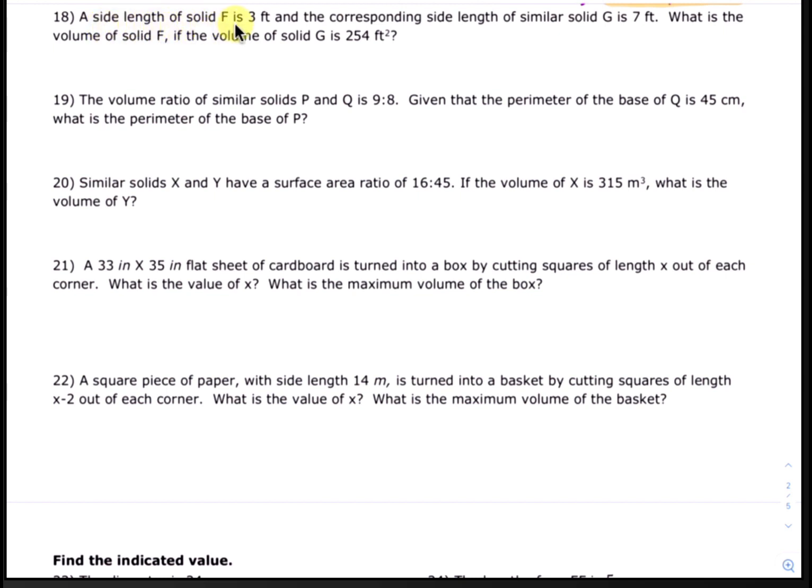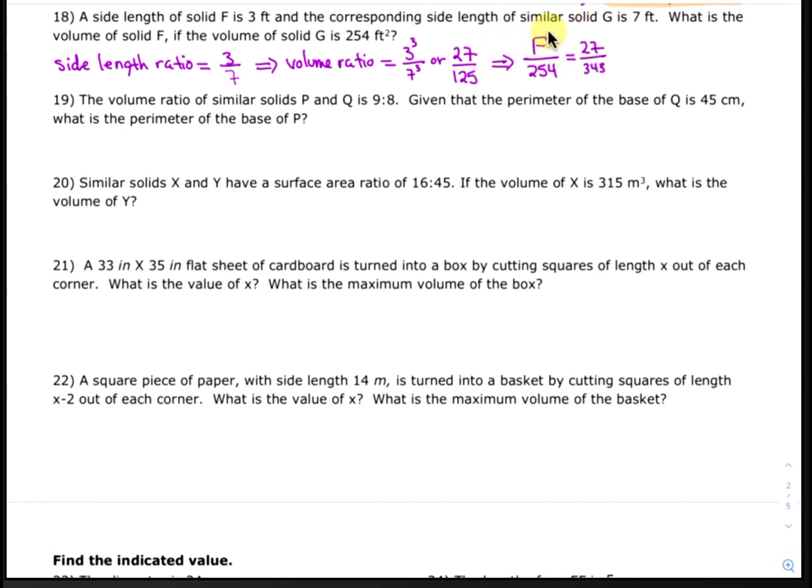All right, number 18. A side length of solid F is 3 feet, and the corresponding side length of solid G is 7 feet. What is the volume of solid F if the volume of solid G is 254 cubic feet? So the side length ratio is 3 to 7, because solid F has a side length of 3 and solid G has a side length of 7. The volume ratio would be the cubes of both of these numbers, 3 cubed and 7 cubed. So the volume ratio is 3 cubed to 7 cubed, or 27 to 343.